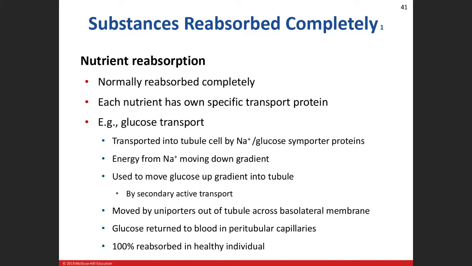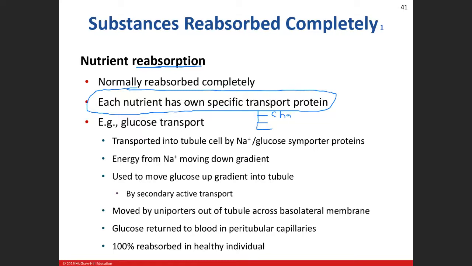So when we talk about those three processes, we're focusing right now on nutrient resorption. This is very important. Each nutrient has its own specific transport protein. This brings us back to the wonderful days of chapter 4 when we learned there were different types of transport proteins. You had your channels, that's a type of transport protein. You also had your pumps, another type, and then you had your transporters. We didn't talk too much about the transporters, but we're going to talk about them today.